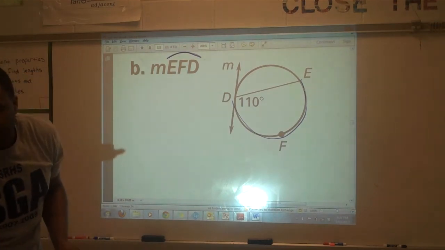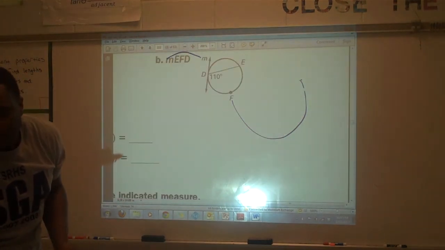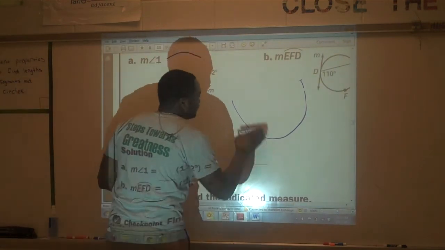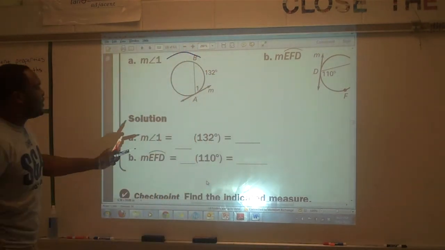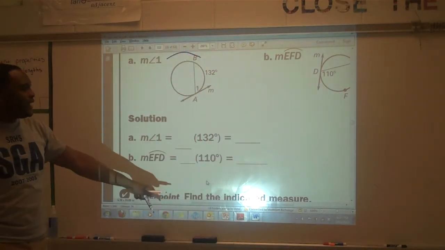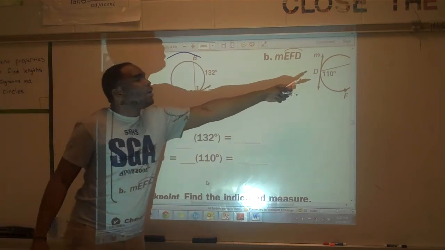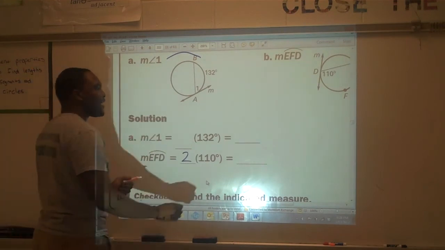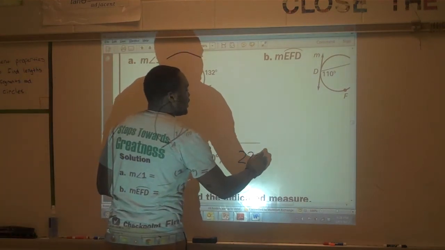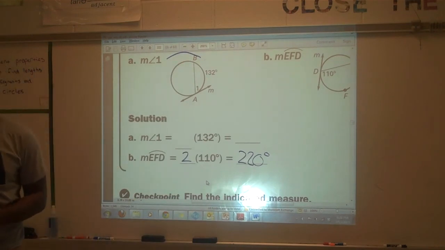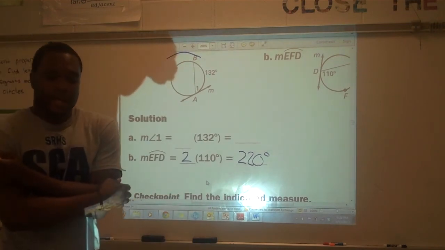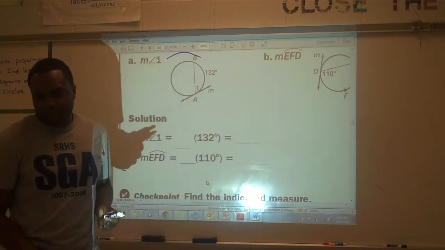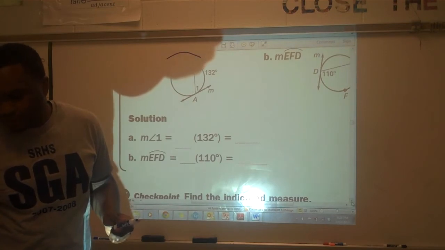So what this looks like, so you can fill in your notes. The measure of arc EFD is going to be what times 110? Well, we know we're actually going to multiply. So it's going to be 2 times 110. That entire arc measure there is 220 degrees. Just that simple. So, last check. Everybody scroll down to where it says checkpoints right below this. We're going to see what you know.